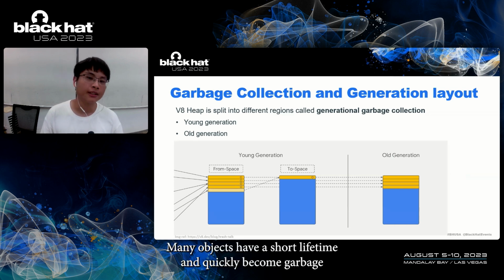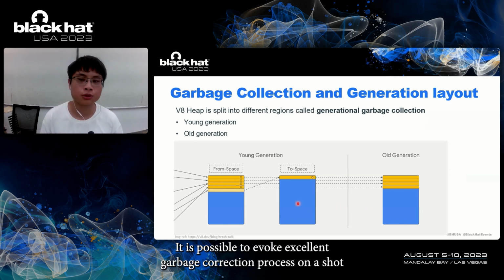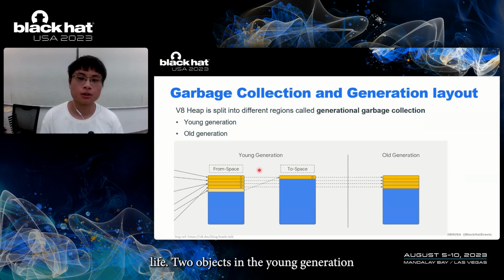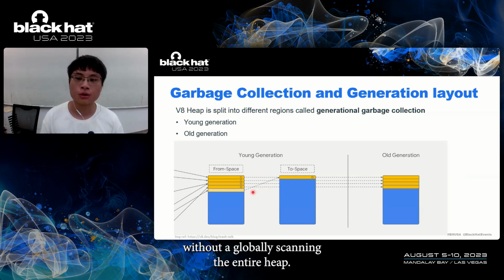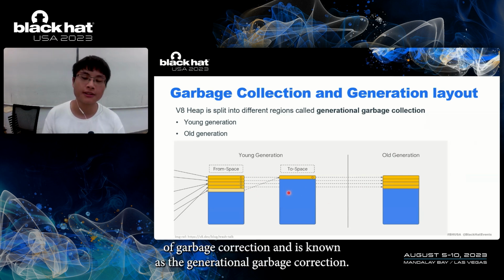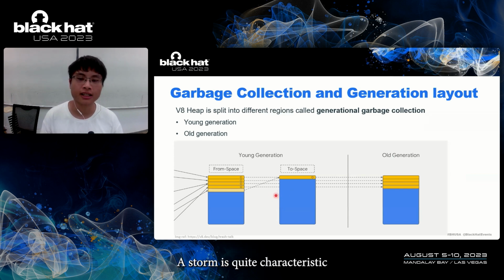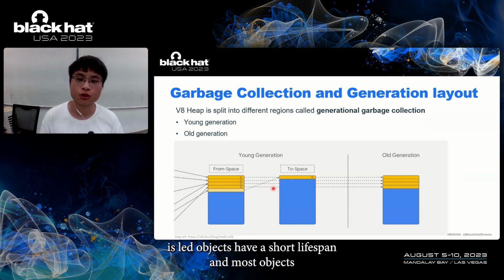In JavaScript, many objects have short lifetimes and quickly become garbage. By dividing the heap memory into the young generation and the older generation, it is possible to focus the garbage collection process on the short-lived objects in the young generation without globally scanning the entire heap. This significantly improves the efficiency of garbage collection and is known as generational garbage collection. The young generation is where newly created objects are stored. Its characteristic is that the objects have a short lifespan, and most objects quickly become garbage.